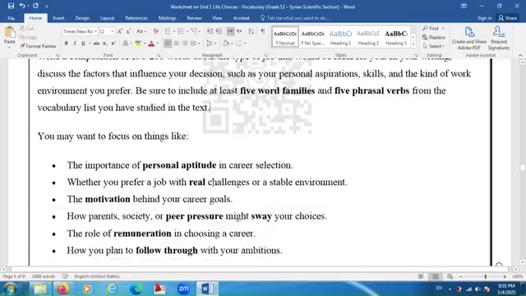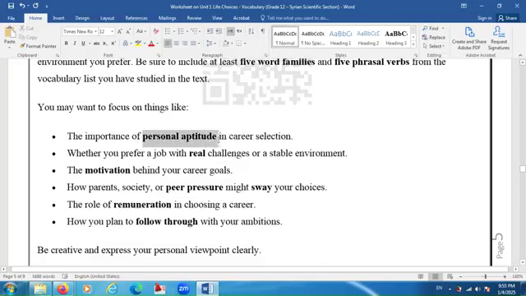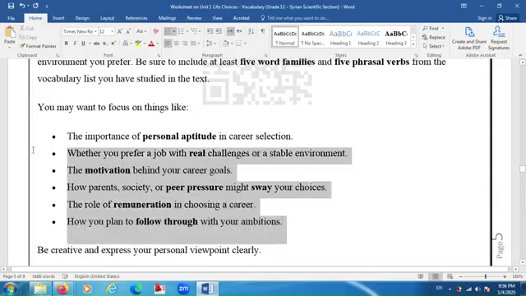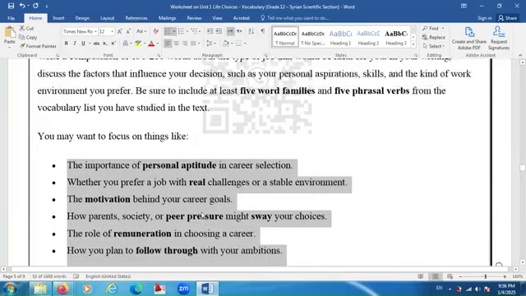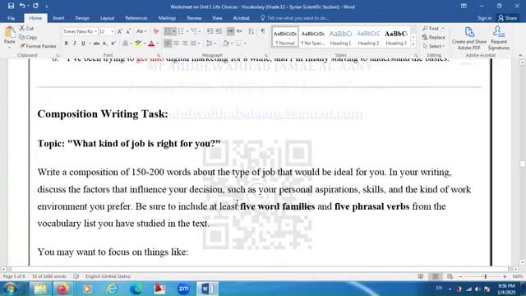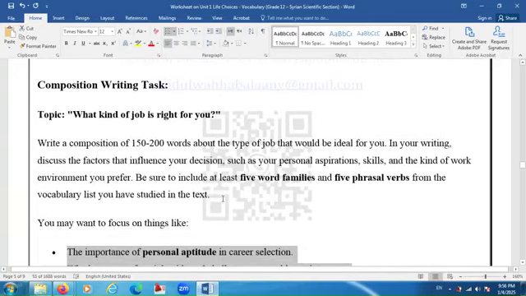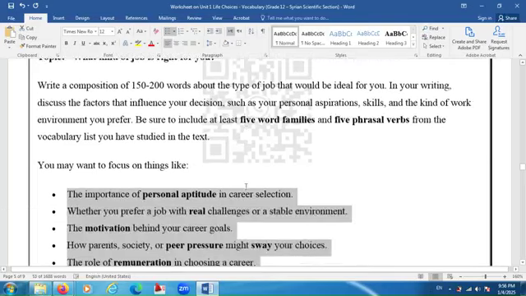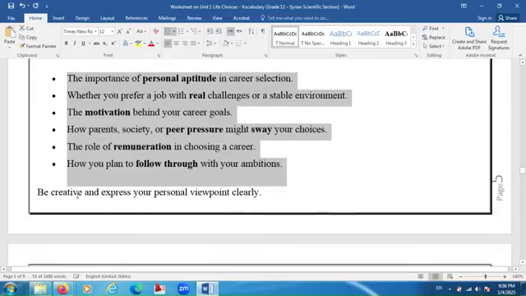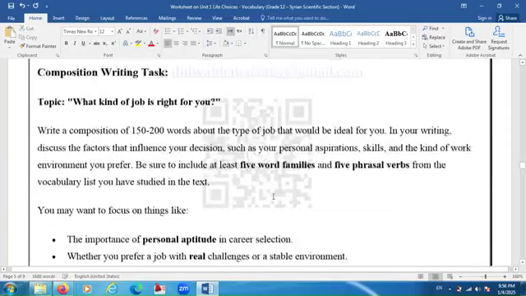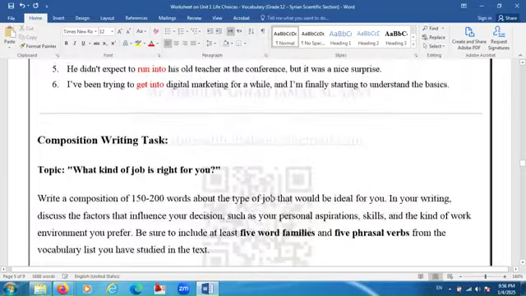You may focus on personal aptitude, reality, challenges, motivations, peer pressure, sway, remuneration, follow through. Can you see I gave you words just to help you? Of course, in the exam, they will not give you this, but I'm trying just to tell you how to do the writing. You have just to follow the paragraph shape. You have to take some words from the text and you have to vary them. You have to vary your sentences. Be creative and express your personal point of view clearly.